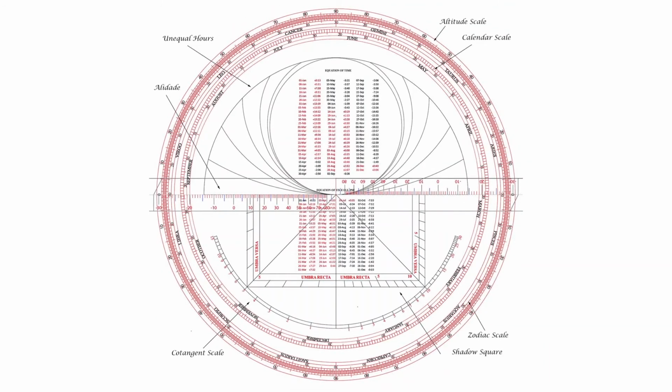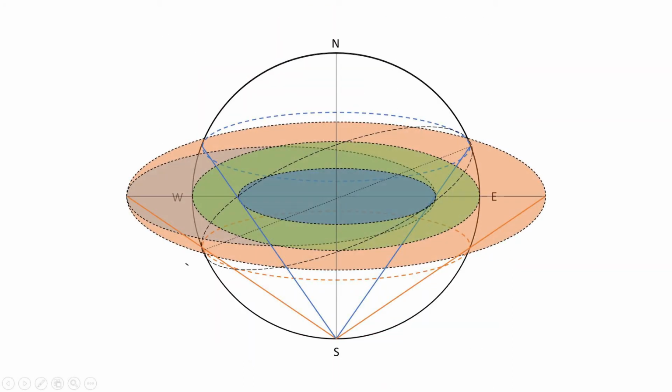First, understand how an astrolabe is projected. An astrolabe is a stereographic projection of the three-dimensional celestial sphere onto the two-dimensional equatorial plane. Let's see how the celestial sphere gets projected.